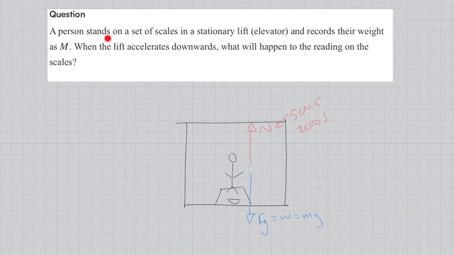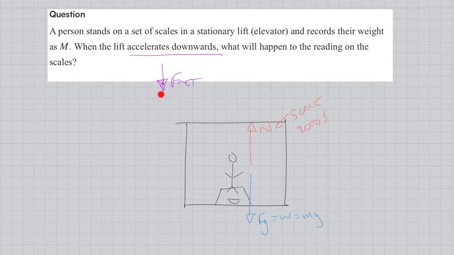This question says a person stands on a set of scales in a stationary lift elevator and records their weight as m. When the lift accelerates downwards, what will happen to the reading of the scales? So the main idea is that for something to accelerate downwards, the net force must also be downwards. If we think about an object simply standing on a scale, the two forces acting on them are the force of gravity, or their weight, and the normal force. And the normal force is the scale pushing up on them, which is what the scale actually reads.